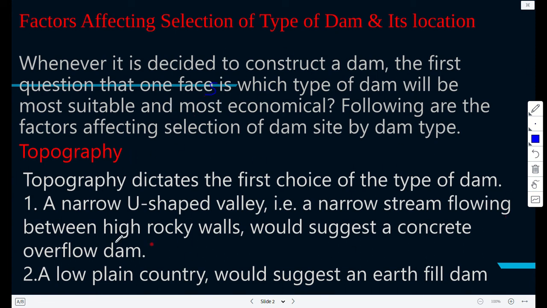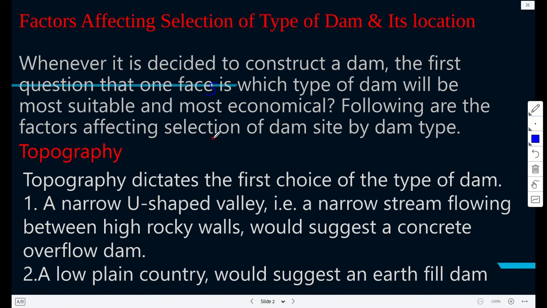So to answer the question, these are the possible answers. Topography dictates the first choice of the type of dam. A narrow U-shaped valley with a narrow stream flowing between high rocks should suggest an overflow dam.